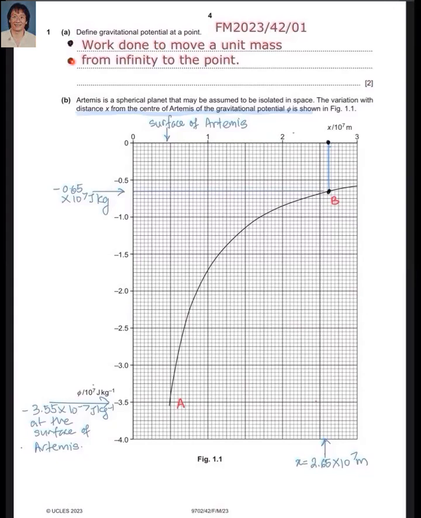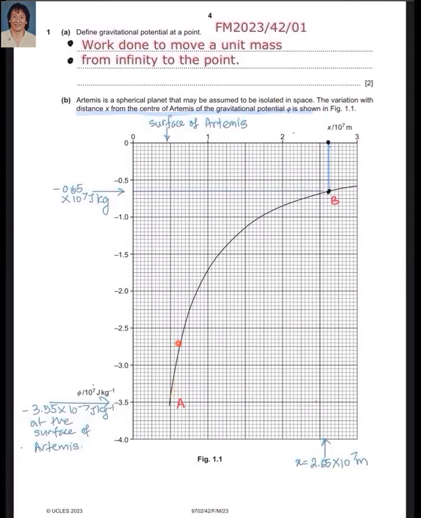Then for part B, Artemis is a spherical planet that may be assumed to be isolated in space. The variation with distance x from the center of Artemis of the gravitational potential is shown in figure 1.1. The vertical axis represents the gravitational potential. The horizontal axis represents the distance from the center of Artemis. Looking at the graph, you can see that the gravitational potential always has a negative value.